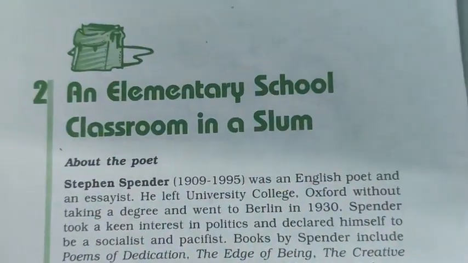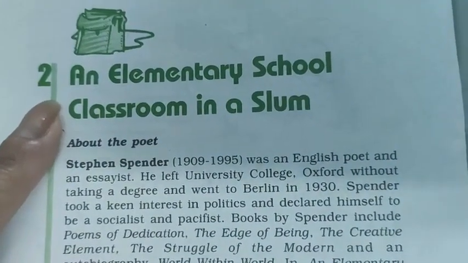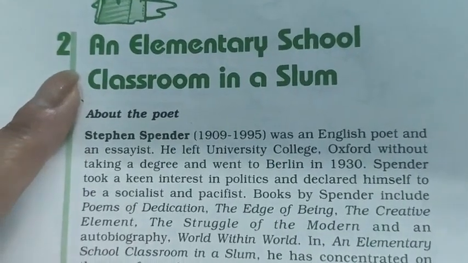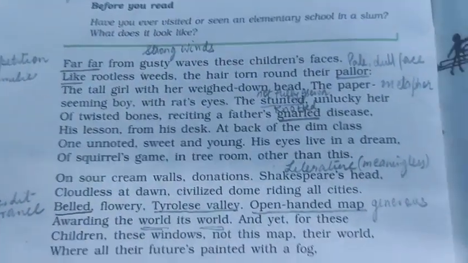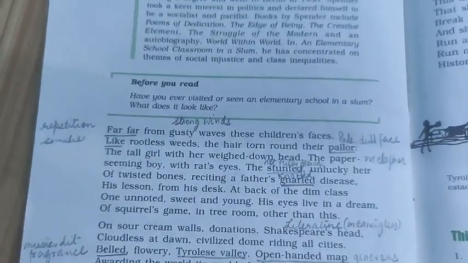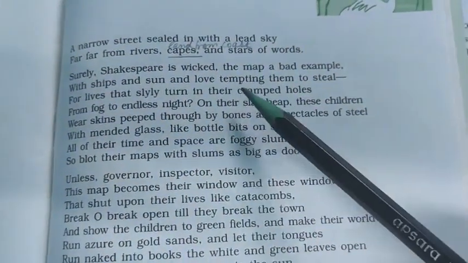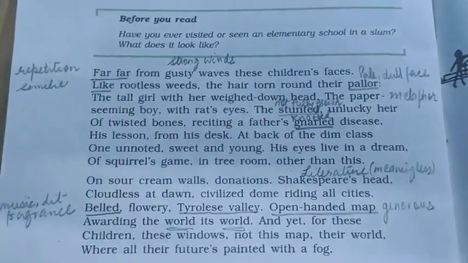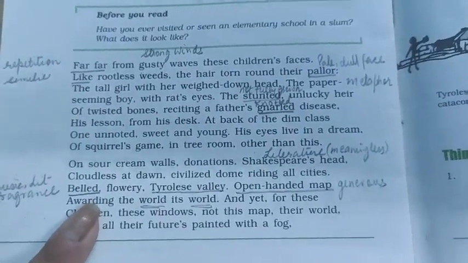So from there, now coming to An Elementary School Classroom in a Slum, what the poem is about and what the poet is trying to do, I have already briefed you. Now we need to look straight into the poem and see what is happening here. This particular poetry has four stanzas, and in this session I will be covering the first two, stanza number 1 and stanza number 2.